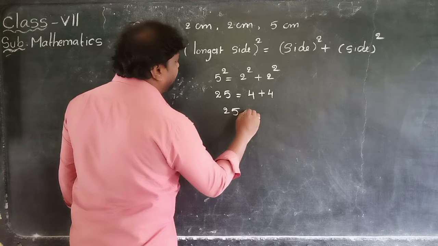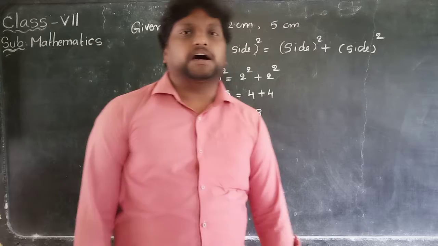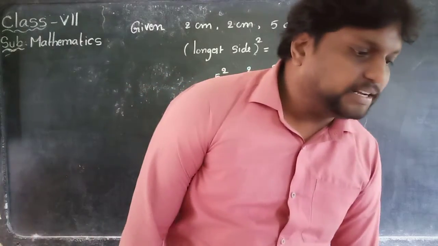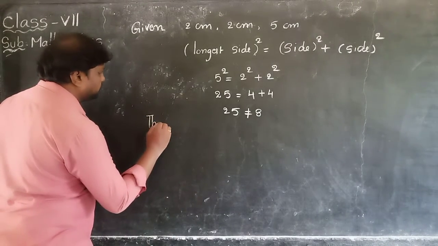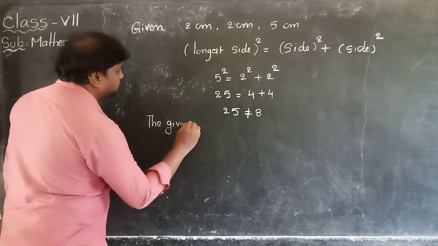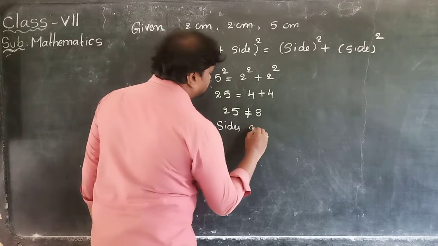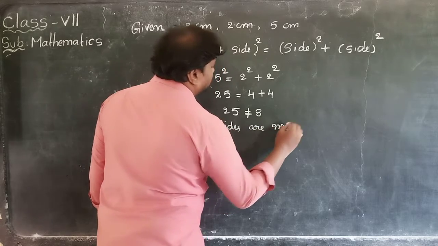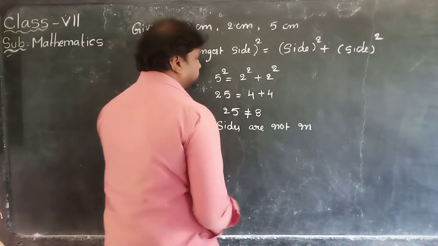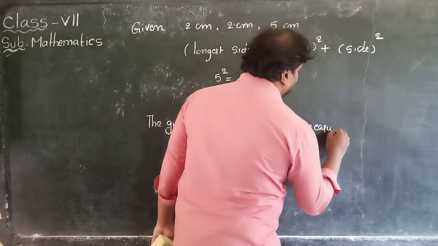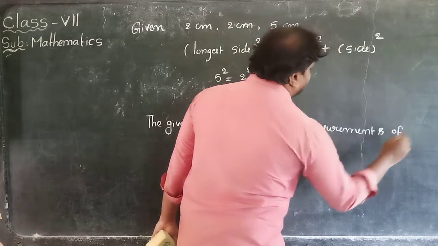This 25 is not equal to 8. Means the given measurements do not belong to a right angle triangle. The given three sides are not measurements of a right angle triangle.